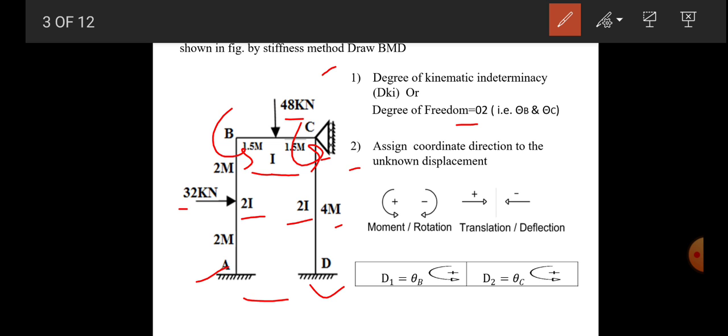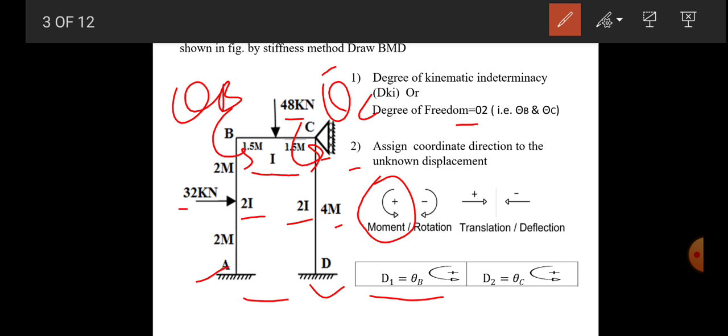Second point, assign the coordinate direction to the unknown displacement. Now the unknown displacements are theta B and theta C. Let us assume they are in an anticlockwise direction, positive. Let us call them D1 equal to theta B anticlockwise and D2 equal to theta C anticlockwise. Both are positive in sense.